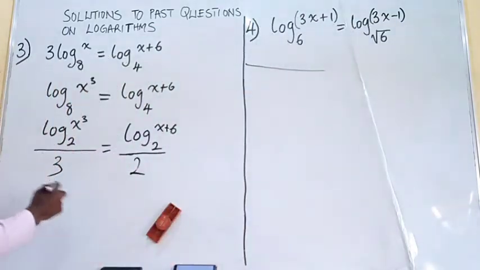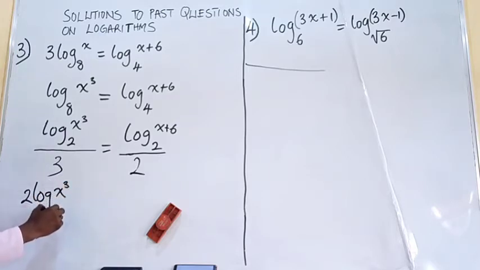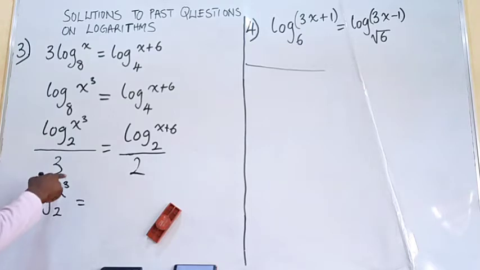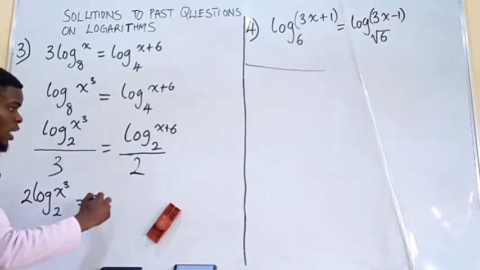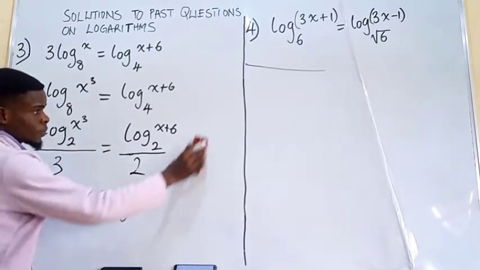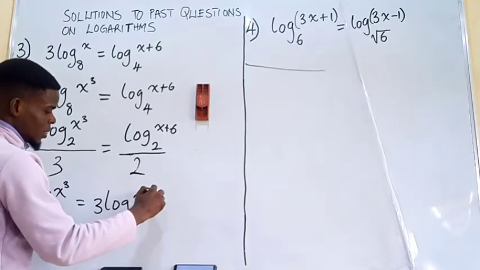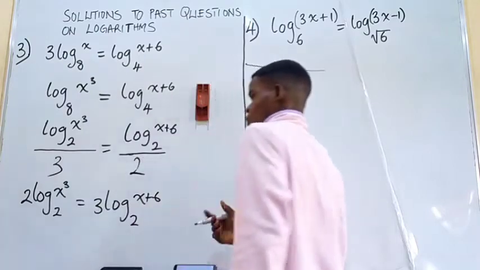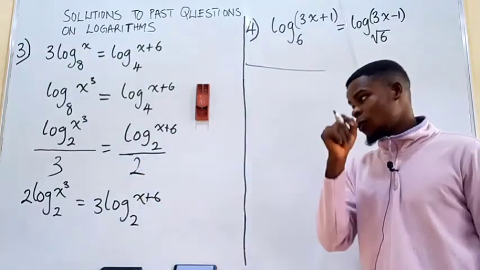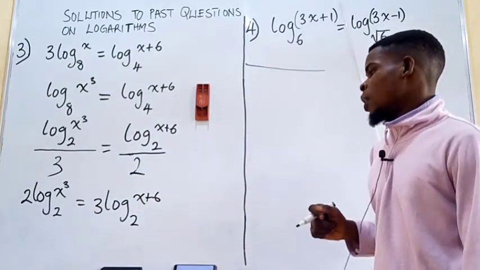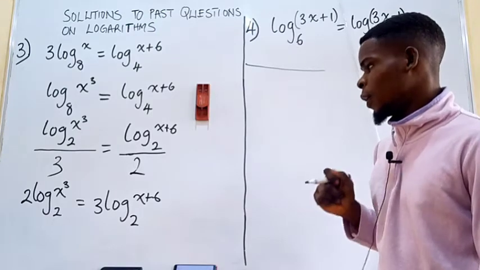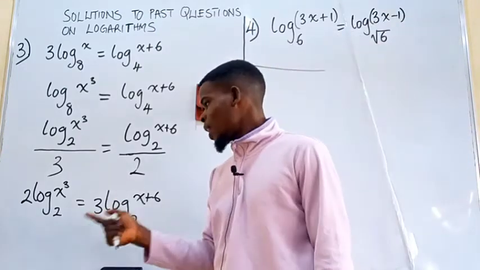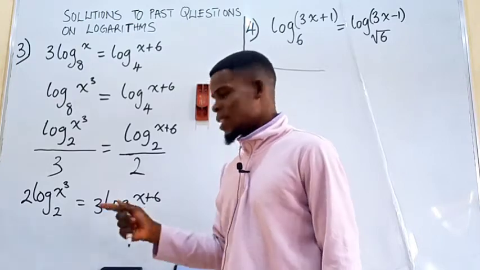So this is going to be 2 times the logarithm of x to the power of 3 to base 2, and then we equate it to 3 times the logarithm of x plus 6 to base 2. Okay. So we've actually changed it from its fractional form. Alright, great. Well, I observe that the bases are the same, okay?